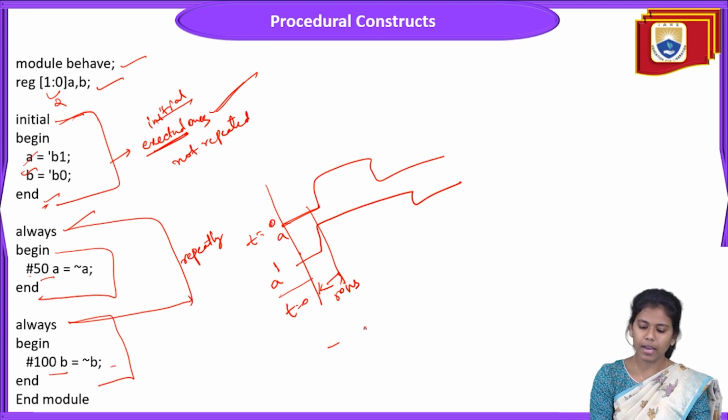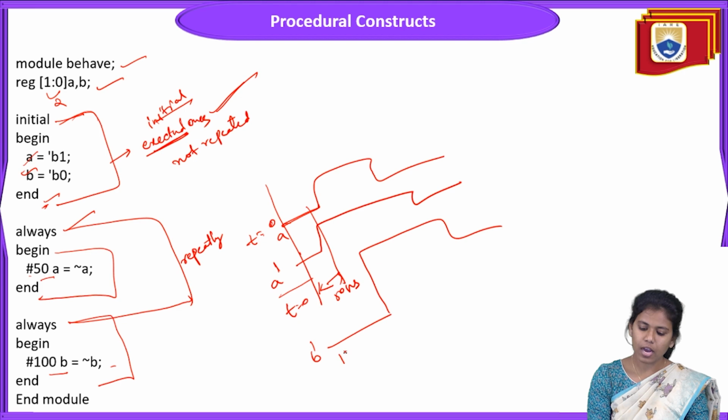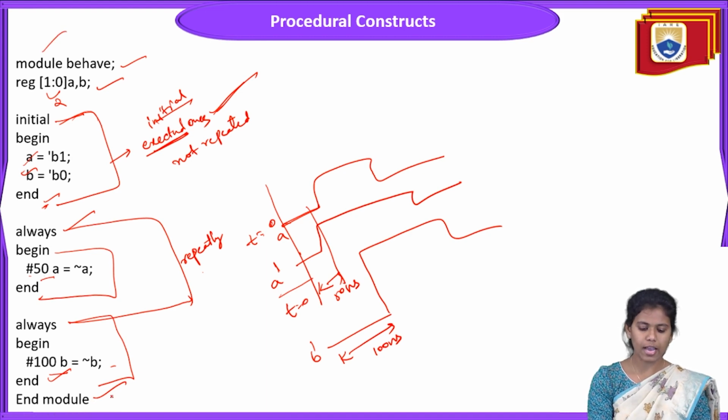So here, my other input, B complement, is rising up at 100 nanoseconds. Understand? So always repeats, whereas initial executes only once. And finally, I am ending the sentence with endmodule. I have started with module behavior, and I'm ending with the endmodule. Okay.